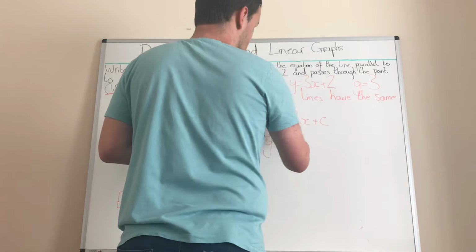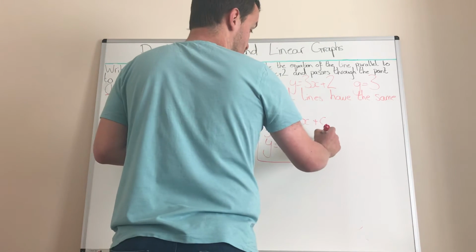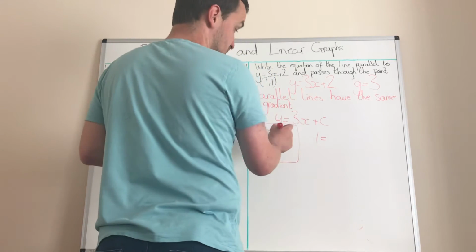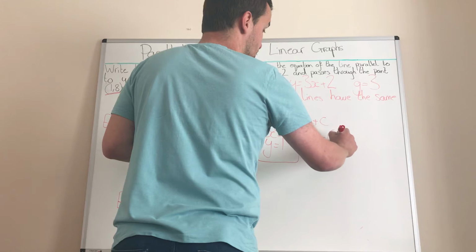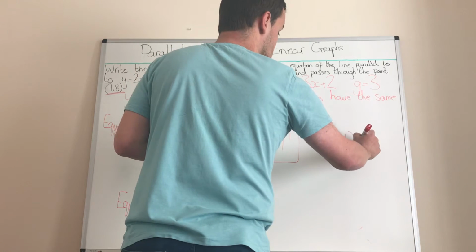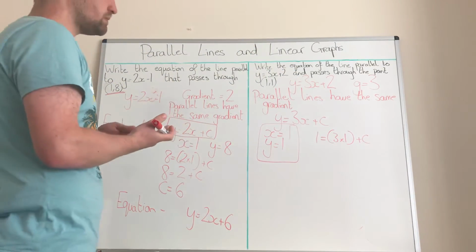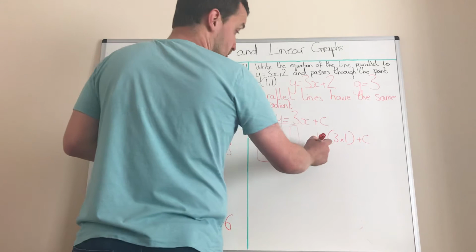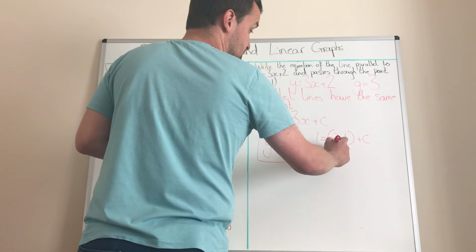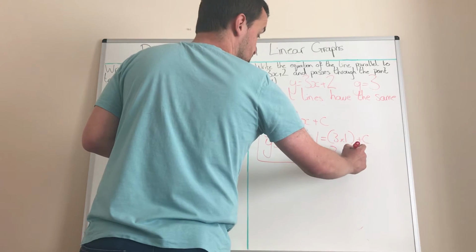So what we end up with, let's put that in a box so we don't forget it. We're going to end up with 1 equals, now 3x means 3 times x. X is 1, so we've got 3 times 1. I'm just going to put those in brackets so remember to do those first. And c hasn't changed, we can't do anything with it yet. So 1 equals 3 times 1 is 3 plus c.